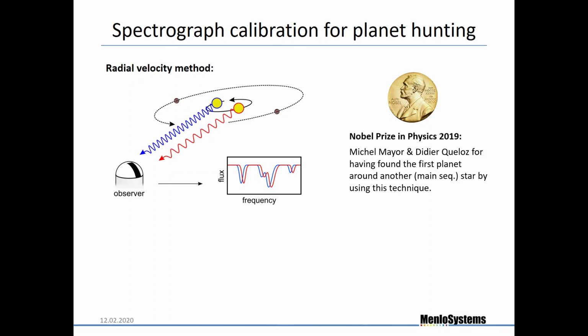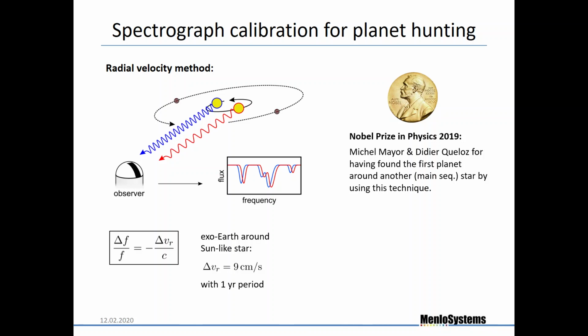It has found hot Jupiters, super-Earths, and Earth-like planets. And for an Earth-like planet around a Sun-like star, you will get a radial velocity variation. The radial velocity is the velocity component along the line of sight, a modulation of 9 centimeters per second, with a 1-year period, obviously. And to give you an impression of how little this is in terms of frequency, this is a fractional shift of 3 times 10 to the minus 11.